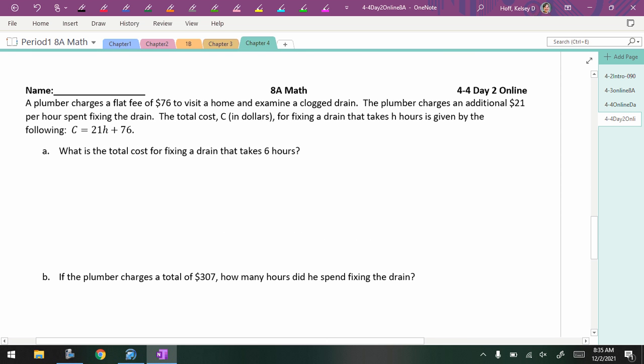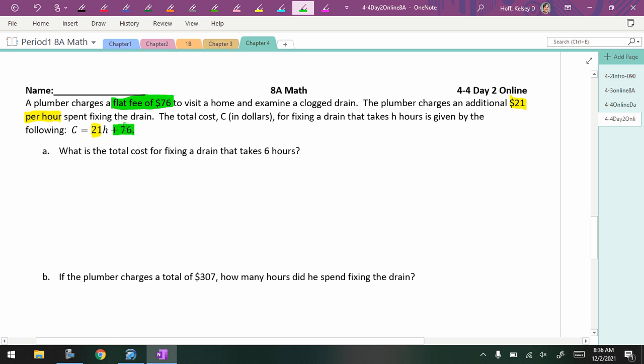I know you are. A plumber charges a flat fee of $76 to visit a home and examine a clogged drain. The plumber charges an additional $21 per hour to fix the drain. The total cost for fixing a drain that takes H hours is given by the following equation. So they actually gave us the equation. And I just want to point out to you, it says $21 per hour. That's why that's the slope. And then it says a flat fee of $76. That's my y-intercept. Okay? So it's already written for you. They want to know, what's the cost for fixing a drain that takes 6 hours?